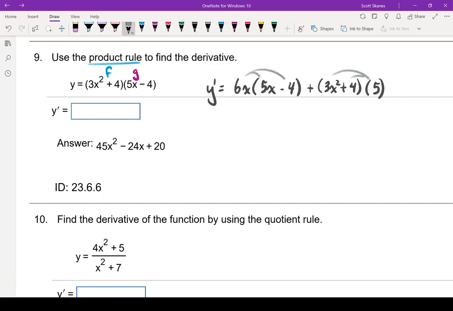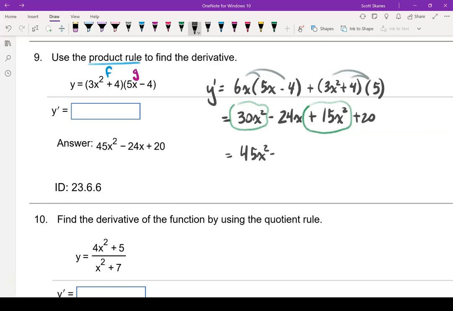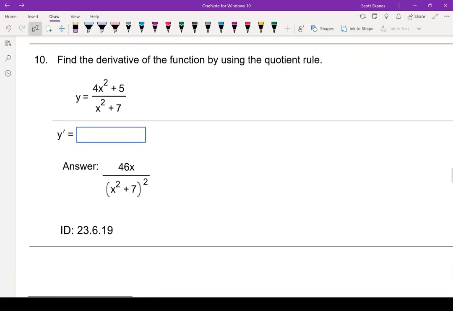So open up the brackets. This is 30x squared minus 6 times 4 is 24x. 5 times 3 is 15, x squared, and 5 times 4 is 20. The middle terms, wait, this and this will combine. Those are the highest terms, so that's 45x squared minus 24x plus 20. And it doesn't get more simple than that as far as this course goes anyway, so that's where we leave it. Moving on, find the derivative of the function using the quotient rule.